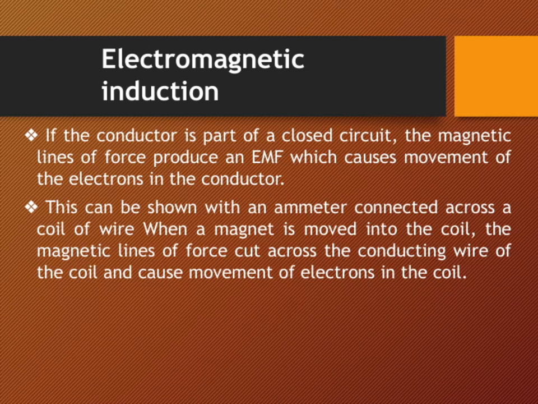If the conductor is part of a closed circuit, the magnetic lines of force actually produce an EMF, which is an electromotive force. This EMF causes the electrons within the conductor to start moving. To see this in action, we can connect an ammeter across a coil of wire. When we move a magnet into or out of the coil, the magnetic lines of force cut across the wire. This cutting action results in a flow of electrons, creating an electric current.